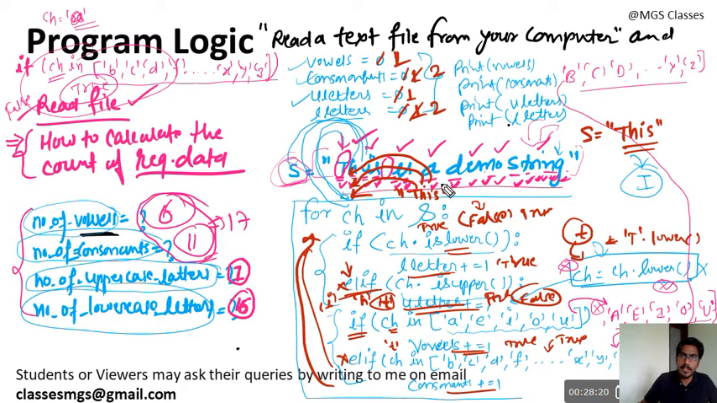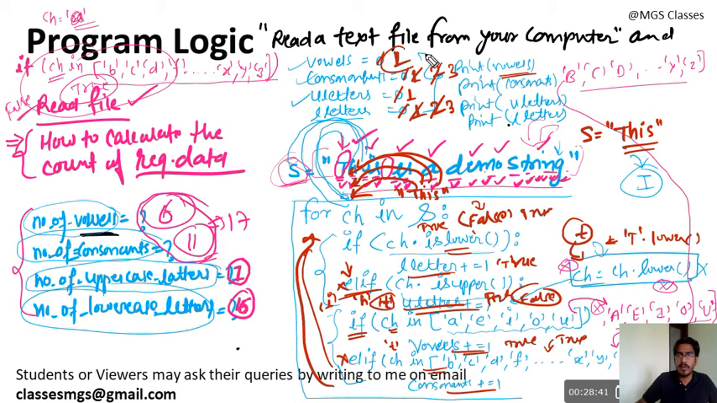Next time the for loop will execute, s will come. This is a small s, so it will become true, so lowercase letters will become 3. And this is a consonant, so this condition will be false, and it will come here, and it is a consonant, so consonant will become 3. So here this loop will terminate, and we will print the vowels.